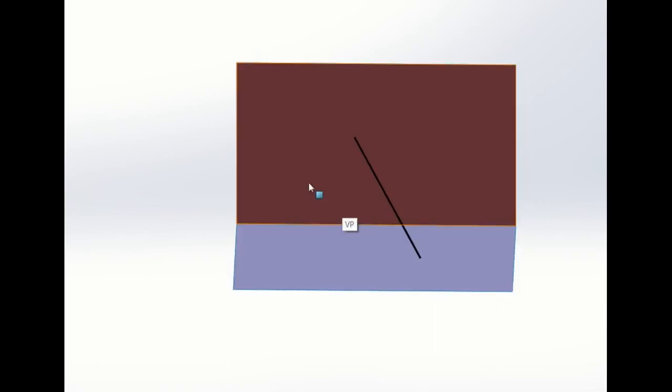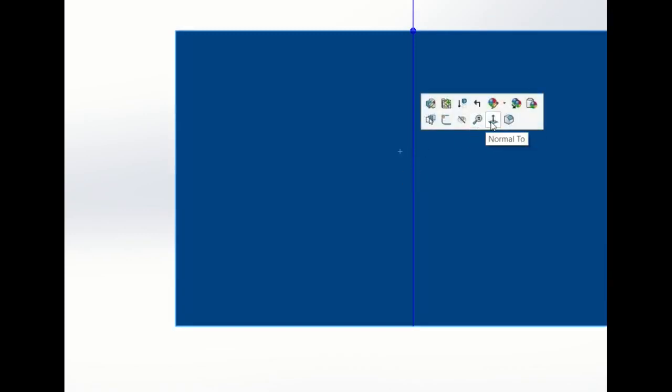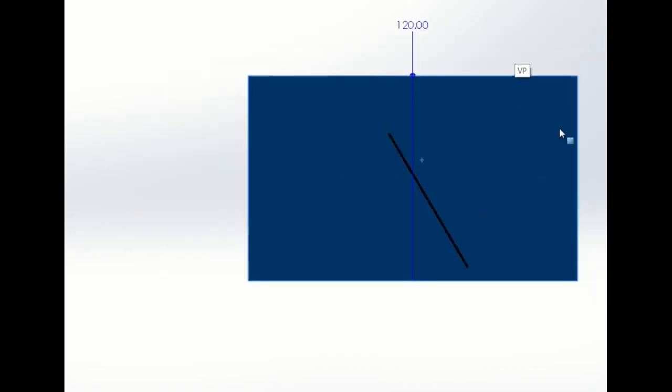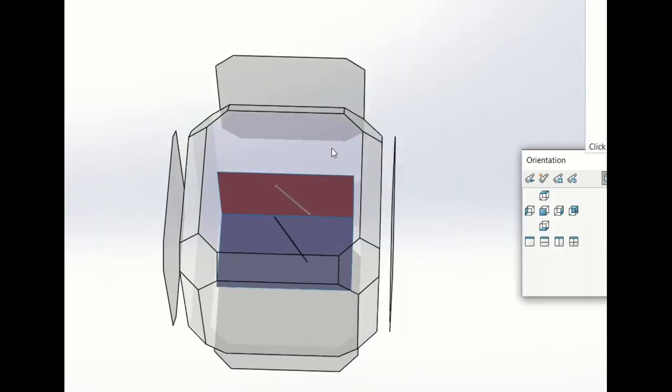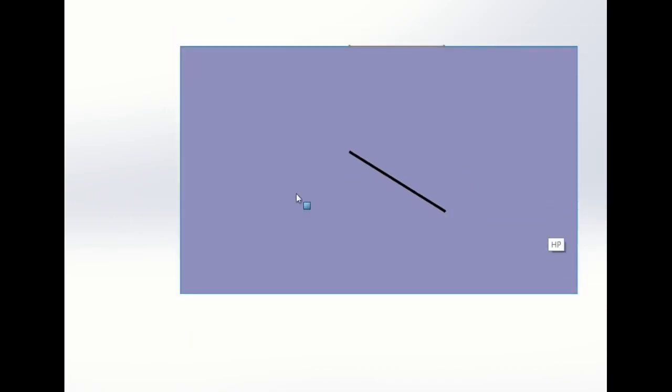If I look at my vertical plane, looking perpendicularly in there, that is going to show me my elevation. So here's my elevation. If I look down on top of it, I'm going to see my plan view. So here is my plan view.